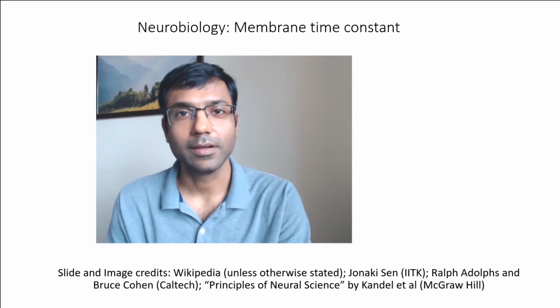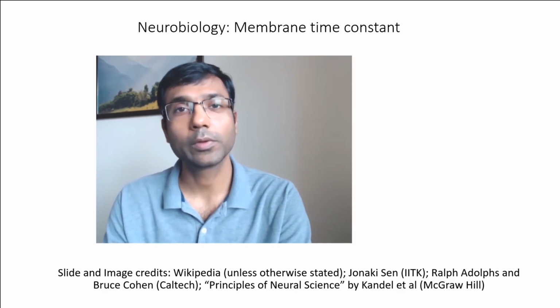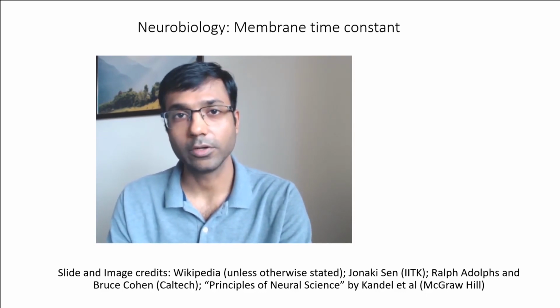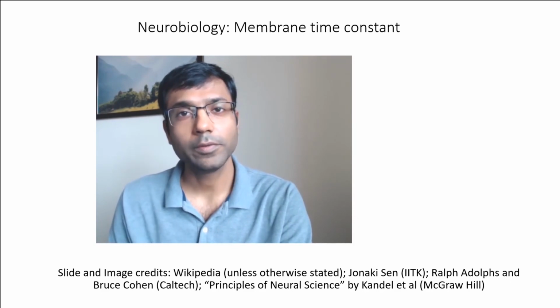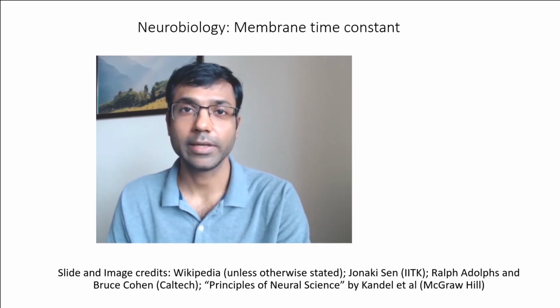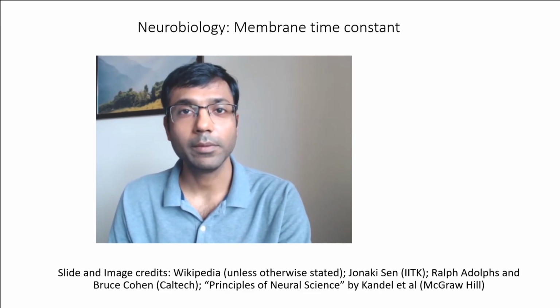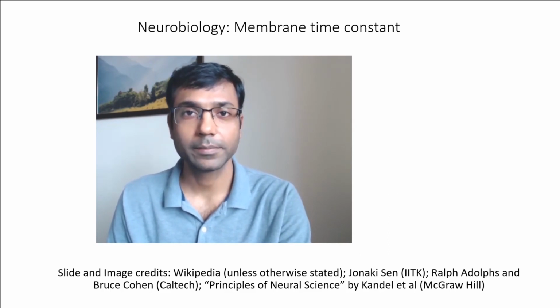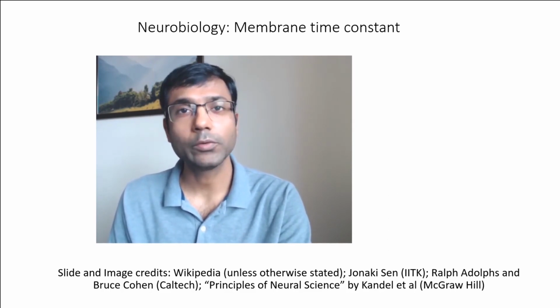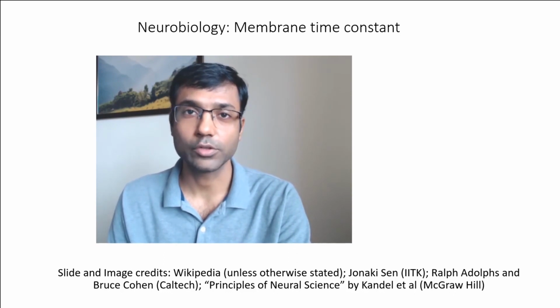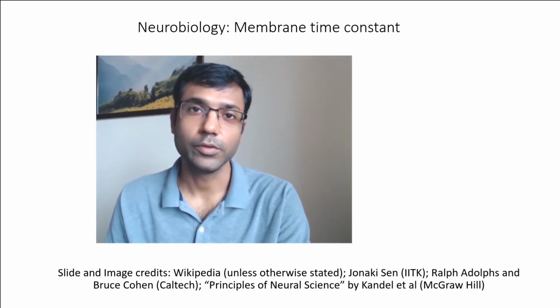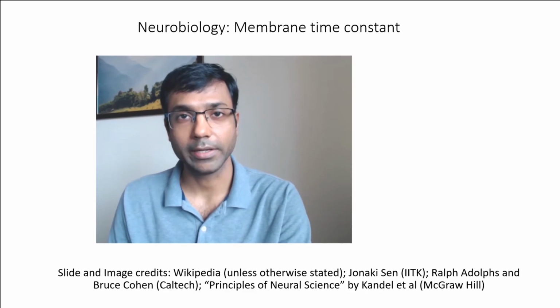Hi everyone. In this series of videos, we have been looking at various electrical properties of neurons. In the last video, we saw how the membrane potential can be measured and how it can be manipulated by injecting current. If you inject positive current into a neuron, you can make the membrane potential more positive. And if you inject negative current, you can make it more negative or hyperpolarized.